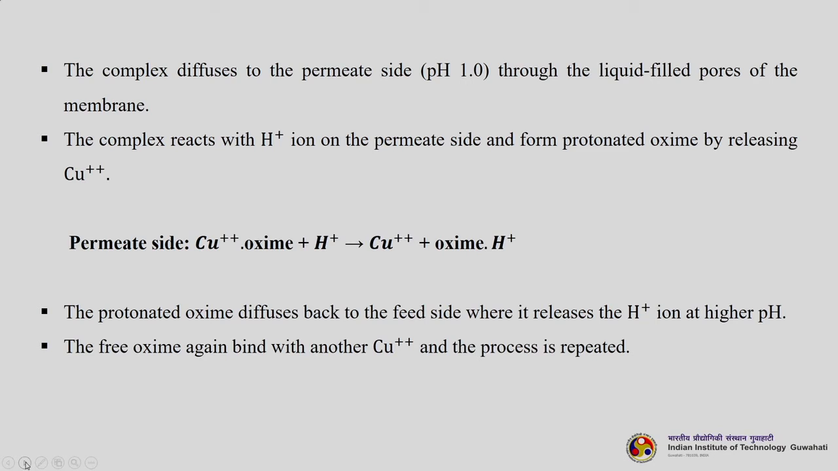The complex reacts with hydrogen ion on the permeate side and forms protonated enzyme by releasing the copper. So, the copper-enzyme complex plus proton gives you the copper as well as the enzyme-hydrogen complex, which will again diffuse back. The protonated enzyme diffuses back to the feed side, where it releases the hydrogen ion at the higher pH. The free enzyme again binds with another copper, and the process is repeated and continues.